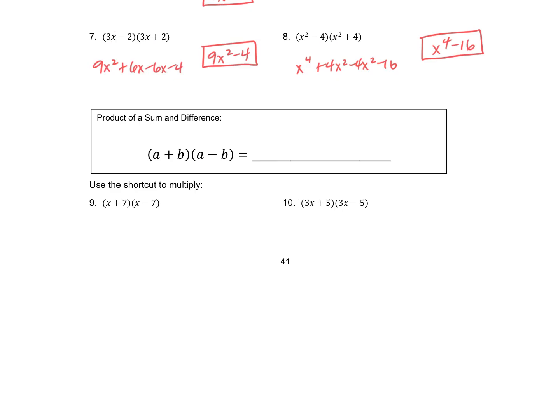So the formula for the product of a sum and a difference is: if you have two things that are the same, you square the first, and then you subtract the square of the second. So you square the first and the second, and it's a subtraction.